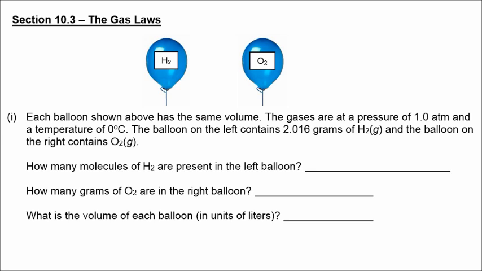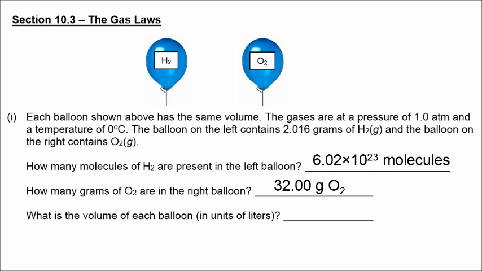They're at the same pressure, which is 1 atmosphere. They have the same volume, and they have the same temperature of 0 degrees Celsius or 273 Kelvin. The balloon on the left contains 2.016 grams of hydrogen, which is exactly 1 mole of hydrogen. Therefore, we have Avogadro's number of molecules in the balloon on the left. The balloon on the right would also contain 1 mole because it has the same volume, temperature, and pressure, and 1 mole of oxygen gas has a mass of 32 grams.